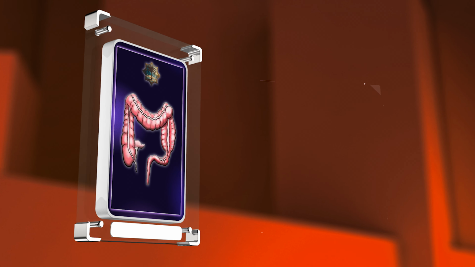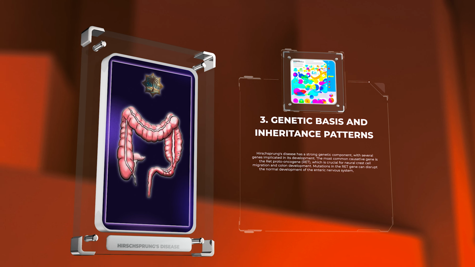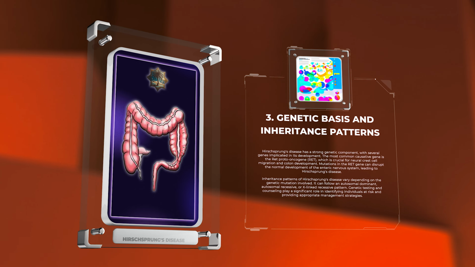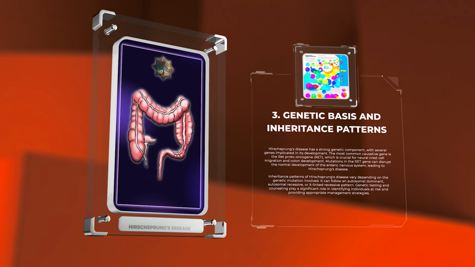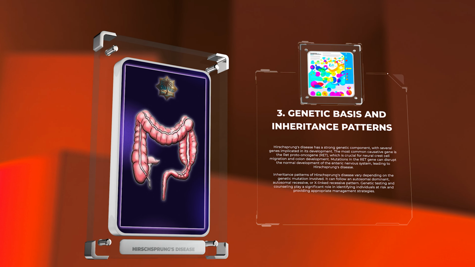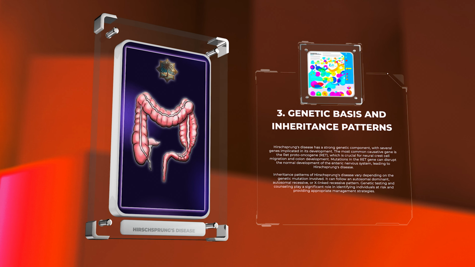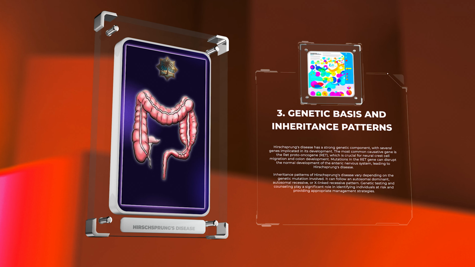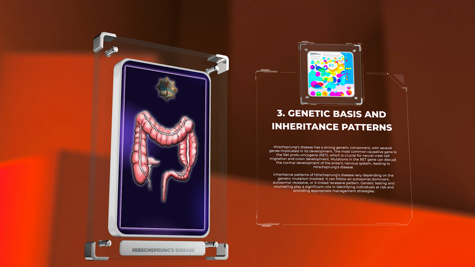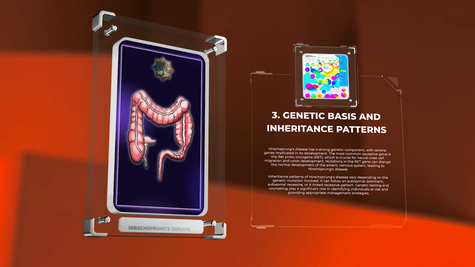Hirschsprung's disease has a strong genetic component, with several genes implicated in its development. The most common causative gene is the RET proto-oncogene, RET, which is crucial for neural crest cell migration and colon development. Mutations in the RET gene can disrupt the normal development of the enteric nervous system, leading to Hirschsprung's disease.